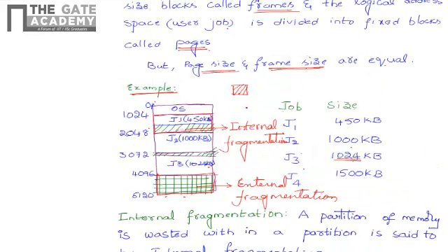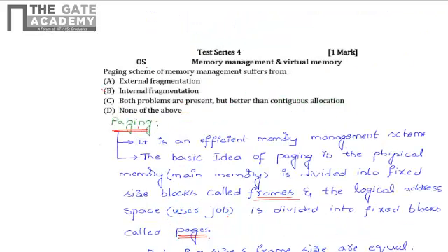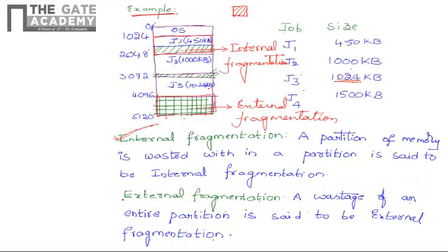So the answer for this question is internal fragmentation, which is nothing but option B. From this question we learned what is meant by paging and what is meant by internal fragmentation and external fragmentation using one example. Thank you.